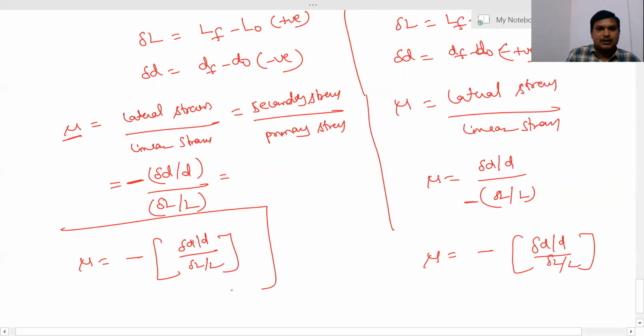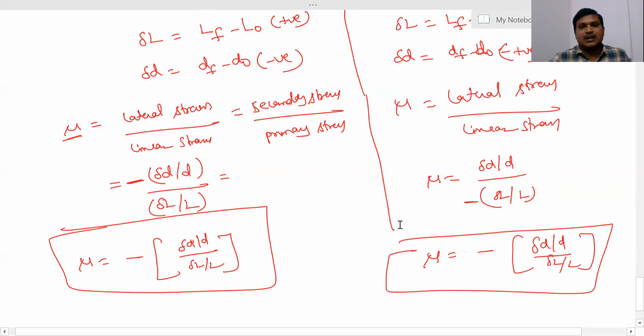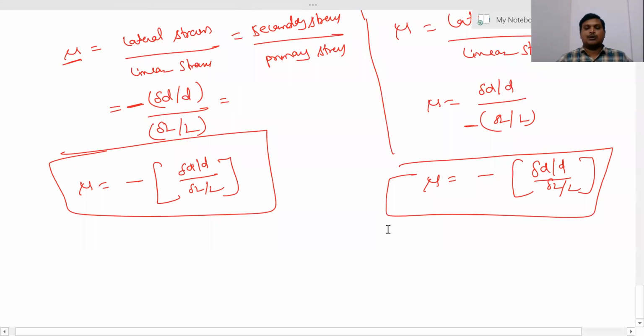So this is called Poisson's ratio. In further classes we can learn deeply about Poisson's ratio and its effects and phenomena. Is it clear?